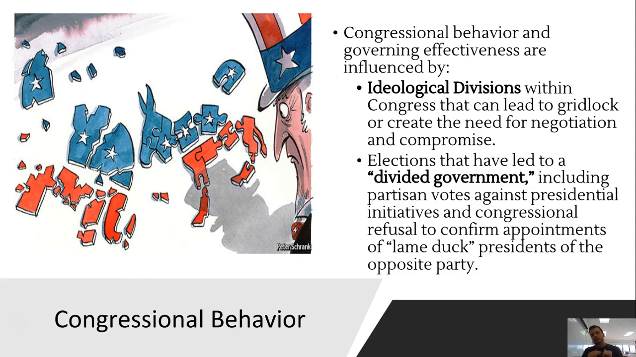All right, so let's get into congressional behavior. Specifically, we're going to get into gerrymandering in a second. But you need to know that congressional behavior and the effectiveness of government are affected by two things. First of all, ideological divisions, and specifically, we're talking conservative and liberal. These are going to lead to a lot of gridlock in Congress, and you're going to need to negotiate. You're going to need to compromise.